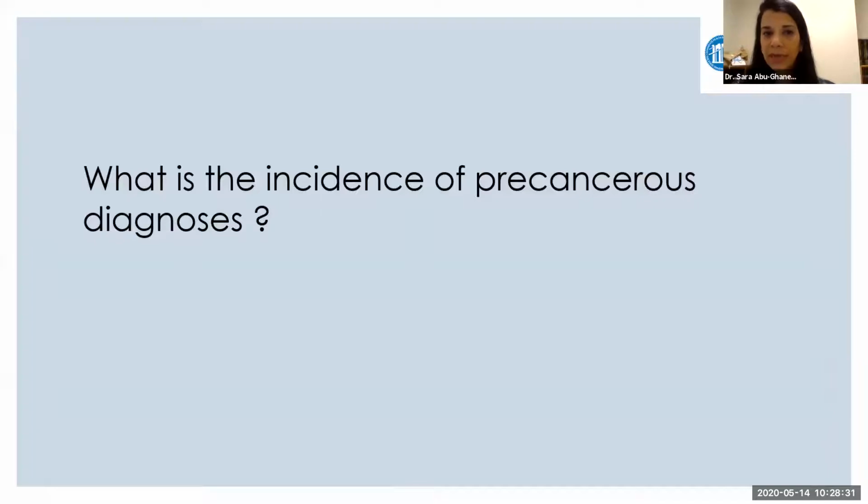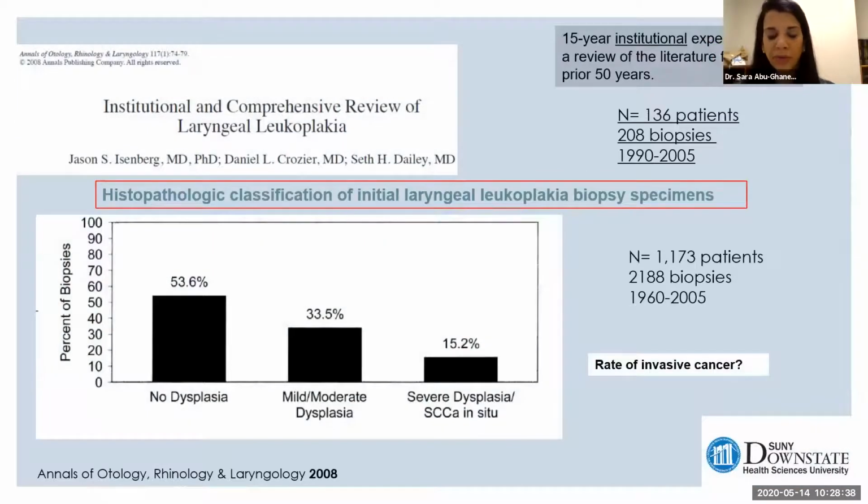So the question right now is, what is the incidence of precancerous diagnosis once we do take a biopsy from this leukoplakia lesion? I guess the largest series about this subject is from 2008. This group took their experience and also did a review of the literature. Overall, they had over 1,000 patients, which is a lot.